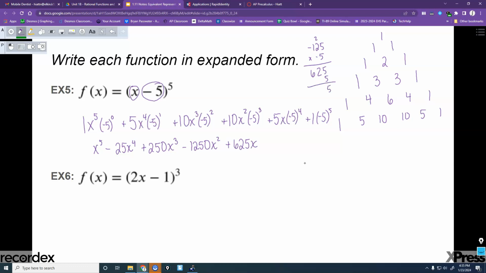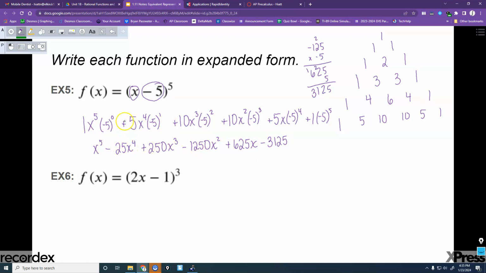5 times 5 is 25. Carry your 2. That'll be 12. Carry your 1. 5 times 6 is 30, plus 1 is 31. 3,125. That'll be negative 3,125. You should see that if this sign right here is negative, your signs end up alternating. Positive, negative, positive, negative, positive, negative.